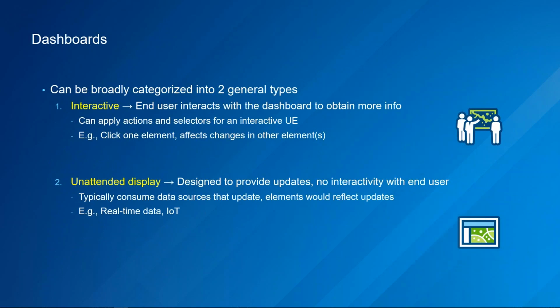Now, dashboards can be broadly categorized into 2 general types, if you will, right? The first is interactive, where you make a dashboard application display, but you can make it interactive. So end users that click on one element, such as a list, could have a response in another element. Like maybe they could click on an item in a list and it zooms to the feature in the map. Another option, of course, is to make an unattended dashboard.